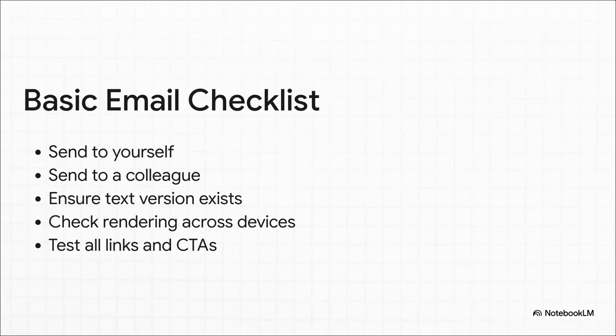Before you even think about hitting process on a live send, run through this basic email checklist. Think of it as your ultimate quality assurance safety net. Send a test to yourself. Send it to a colleague. Double-check that at least one person in your org is actually set up to receive the text version. Check how it renders across different phones and desktops. And please, test every single link, video, and CTA.